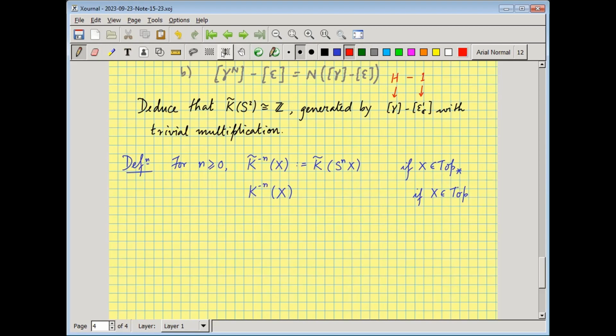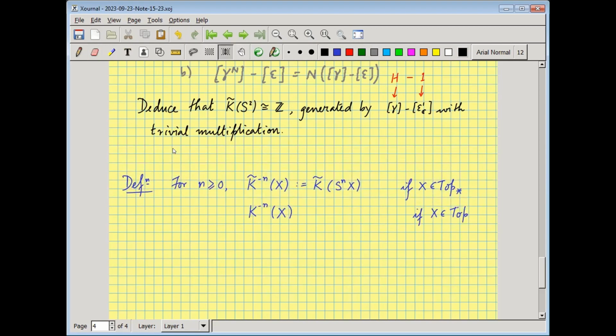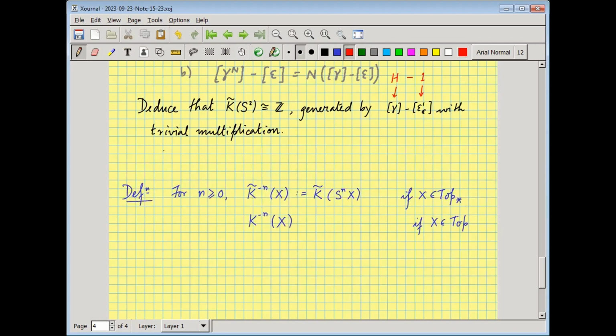So what you do is, X plus, where X is Cartesian with the usual topology, X belongs to Top. So this is by definition the reduced suspension of X plus, S^n. Okay. So that's our definition.